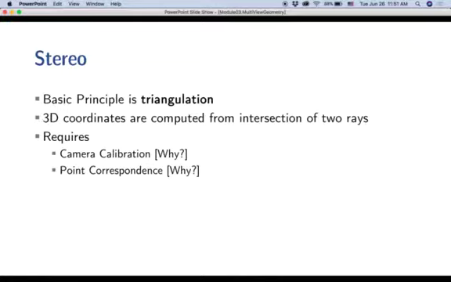Now, to be able to do this mathematically, you require camera calibration and you require point correspondence. Why do you require camera calibration?